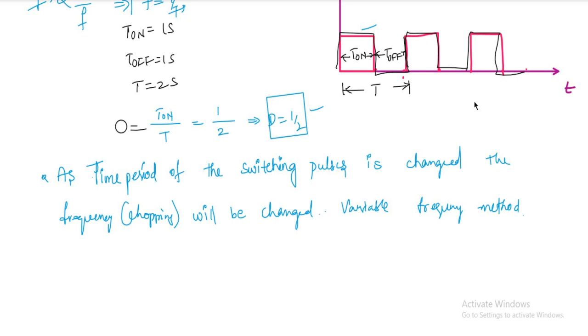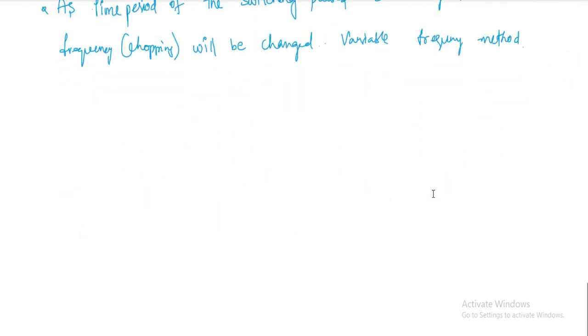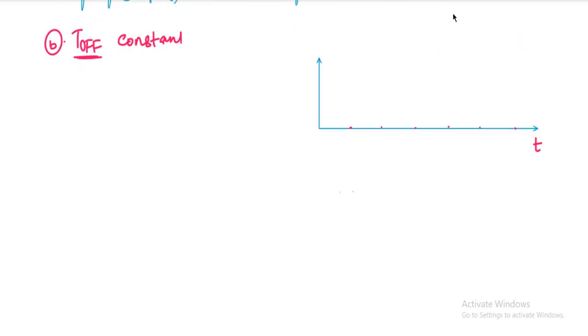You can keep the turn off constant and you can change the turn on. That is also possible. So let us keep the turn off period constant and let us see what will be the effect on duty ratio if we change the turn on period. Here I am going to keep the turn off period constant, which is 1 second, and I am going to change the turn on period.